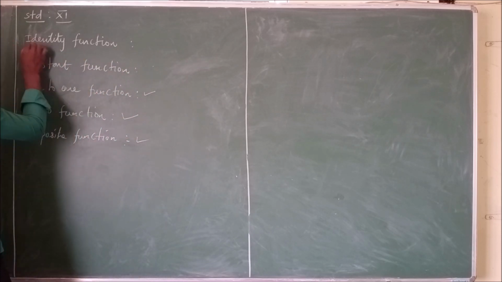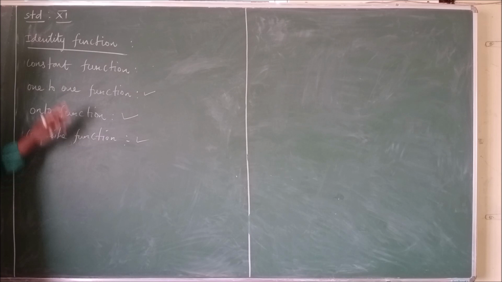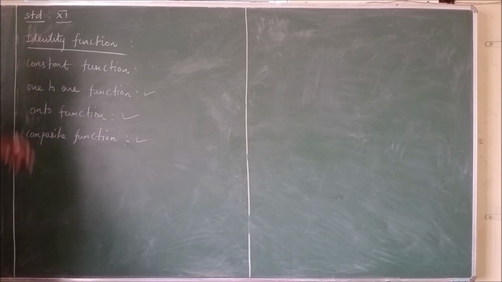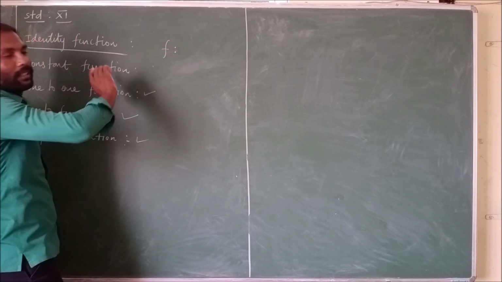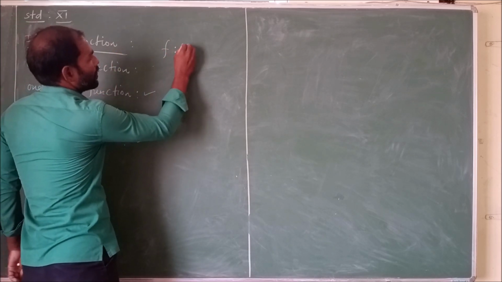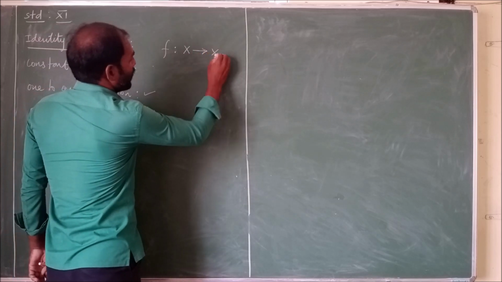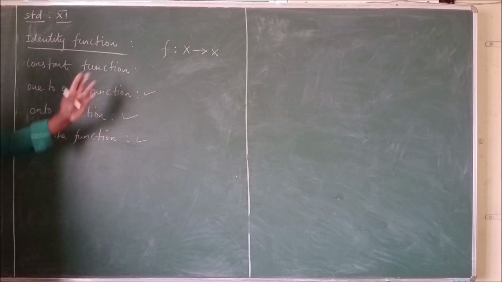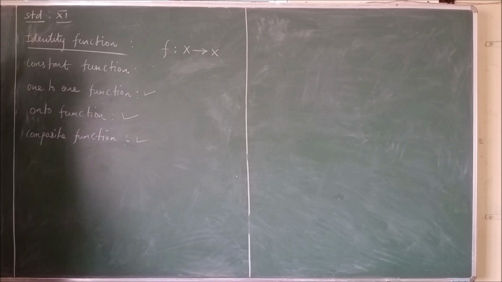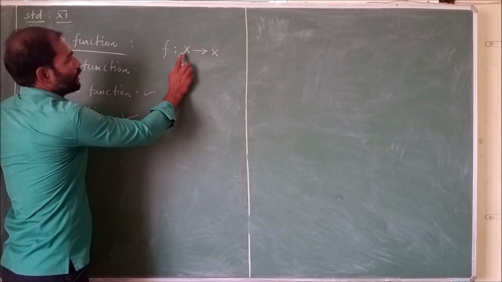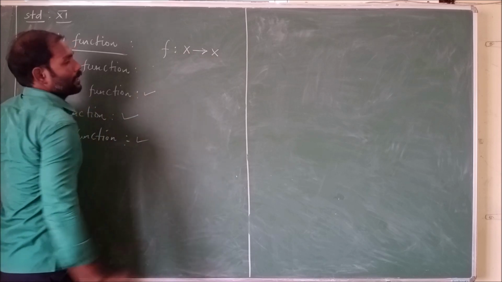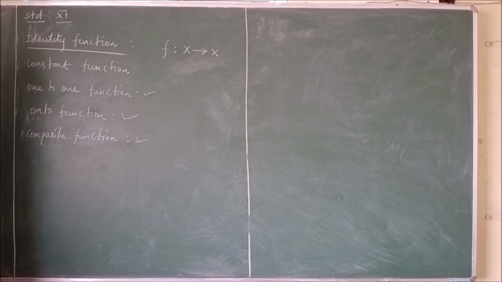So what is an identity function? Short notes on identity function: f is a function from X to X, the same set. The domain and codomain are the same. So f is a mapping from X to X, where X is the domain and X is the codomain. Both are the same. This is called an identity function.